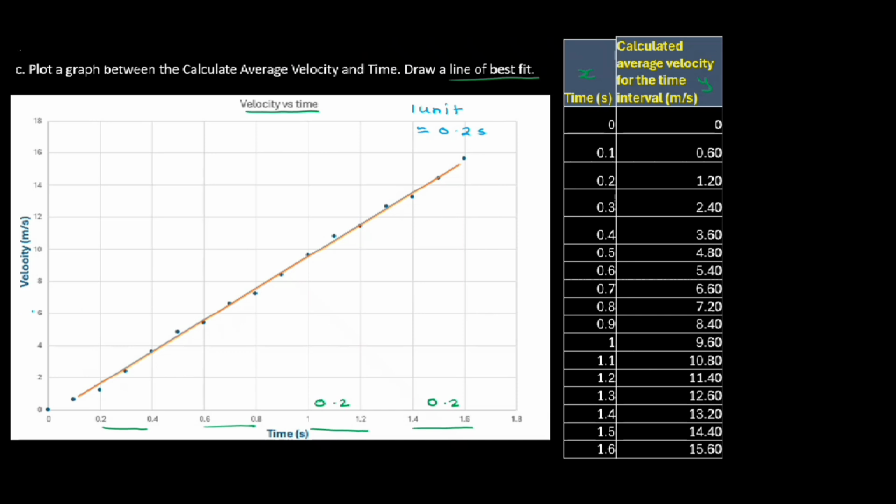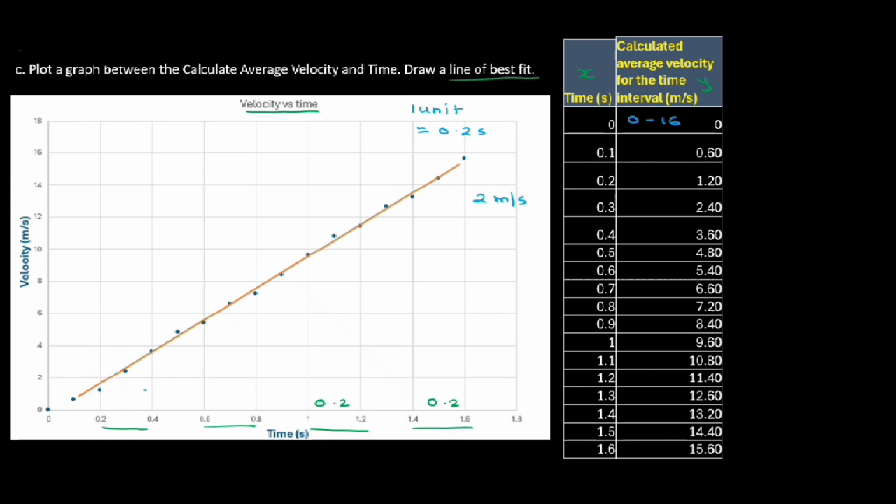Do the same thing for velocity values. Your velocity values are going from 0 to 15.6. So my range again can be from 0 to 16. Again, I cannot put all the 16 values on the graph, so we can take the interval to be equal to 2 meter per second for velocity. So I will progress on my velocity axis with an interval of 2 meter per second. We start from 0, 2, 4, 6, and so on.